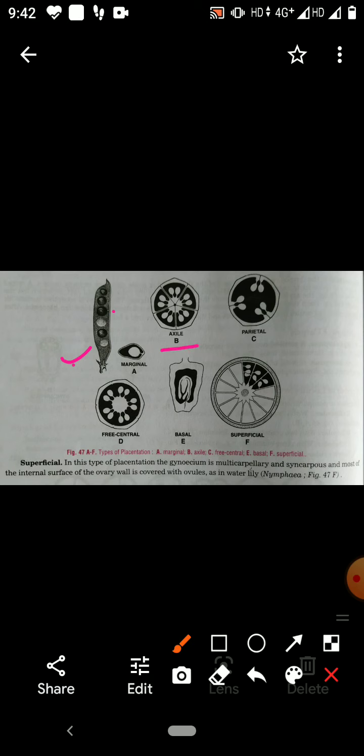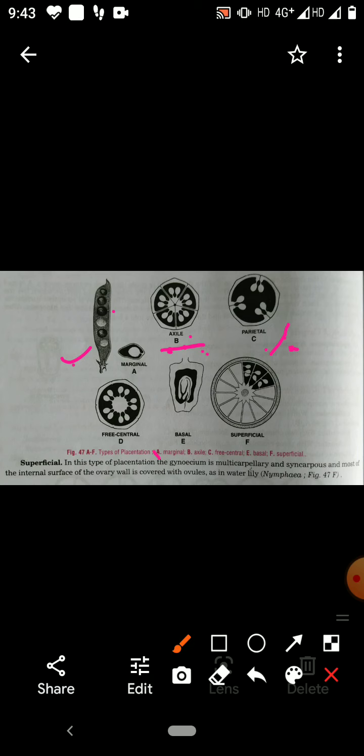Next is axial placentation. In this type of placentation, gynoecium is multicarpellary syncarpous. Ovary is multilocular, and placentae are borne on the fused margins of the carpels. Third one is parietal placentation. This type of placentation is found in multicarpellary syncarpous unilocular ovary. The placentae are borne on the fused margin of the carpels.